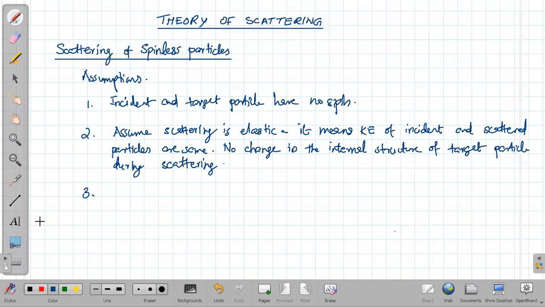Now the third assumption is that the target is very thin, so there will not be any multiple scattering. Assume the target is very thin. Therefore an incident particle will interact with only one target particle, which implies no multiple scattering.